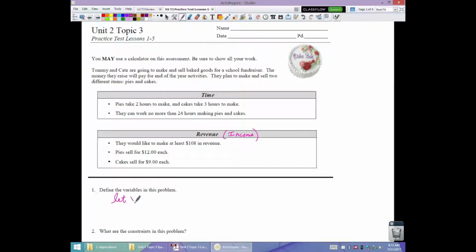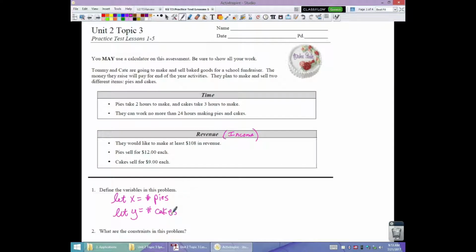So those are our variables, and it doesn't matter which letters you use and which one you call pies and which one you call cakes. But I don't know number of pies and I don't know number of cakes. That's what is still to be determined.